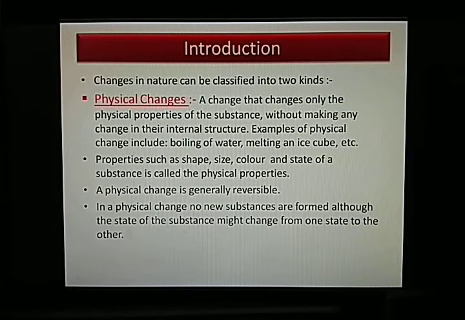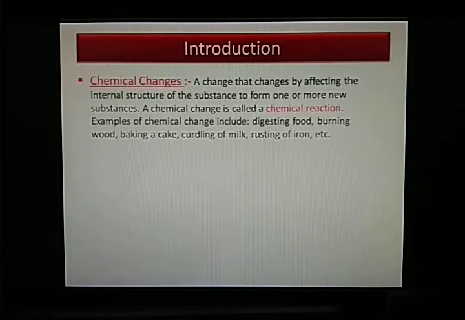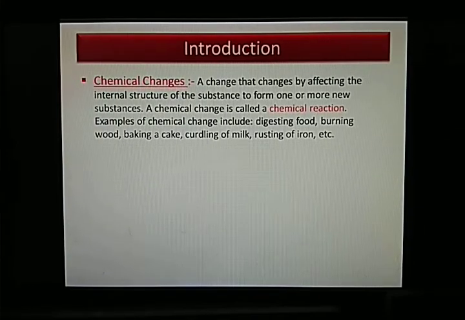So here the shape has changed, size changes, even color can change, as well as the state of the substance changes. So if all these traits are seen in any process that occurs in our nature, then that change is called a physical change. Now moving on to the next change, that is chemical changes. What happens in a chemical change? Unlike the physical change, here we get totally a new product or a new substance.